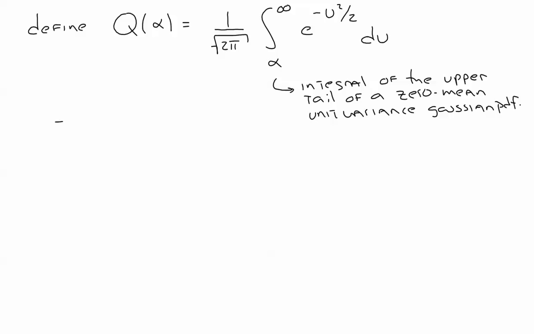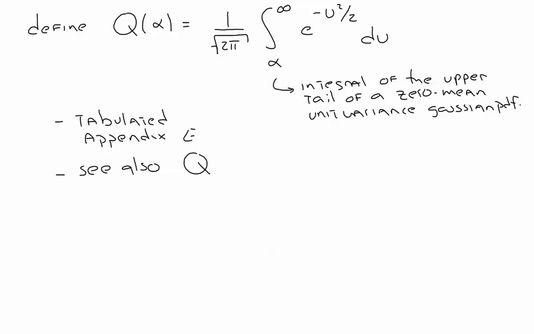The Q function is tabulated. I believe in your textbooks it is Appendix E. And I've also made available to you 2 programs. These are MATLAB programs, Q.M, and I also have made available to you the inverse, QINV.M. You can run those programs, give it a value alpha, and it'll spit back for you the integral of the upper tail of a zero mean unit variance Gaussian function.